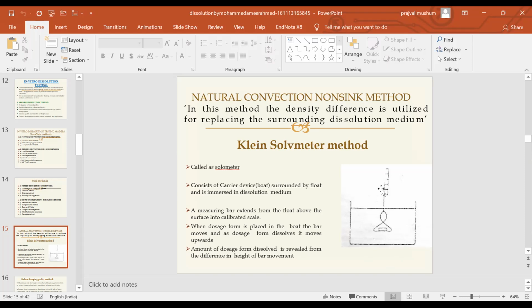Here the measuring bar is extended from the float, and the float is just above the surface into the calibrated scale. This is a calibrated scale. When the dosage form is placed in the boat, the scale bar moves downwards to its lowest position initially. Next, as the dosage form dissolves, it rises gradually.